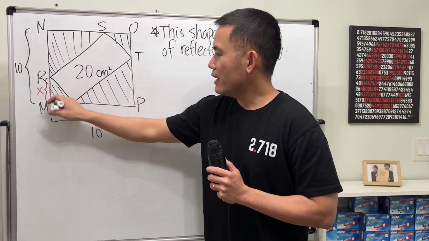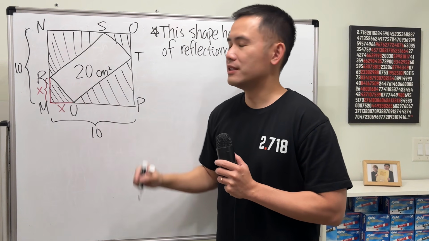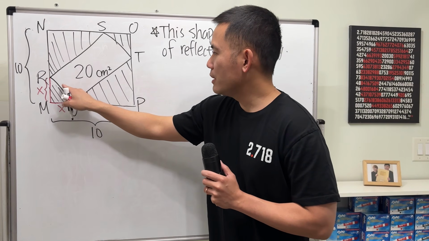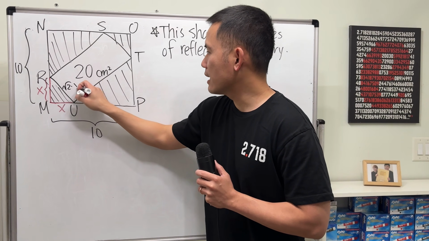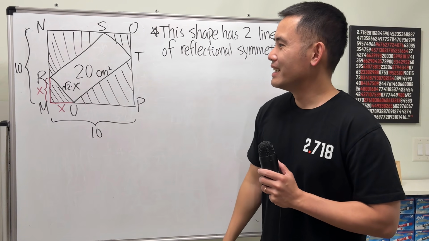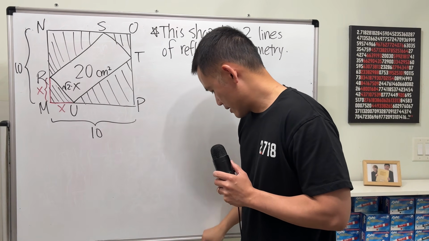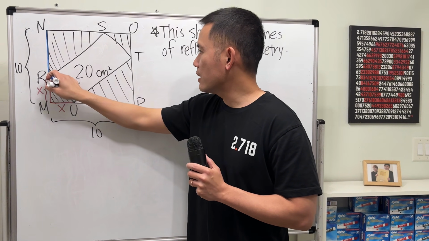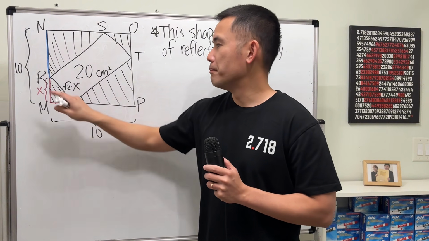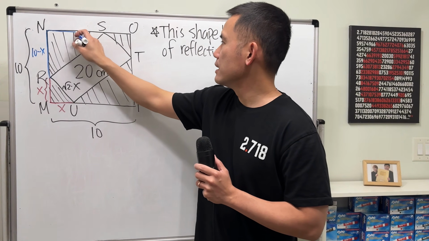Well, you have x and x, so that means this is a 45-45-90 special right triangle. So this side here has to be square root of 2 times x. Good. Now, if you look at this right here, because the whole thing is 10, from here to here has to be just 10 minus x. So is this.